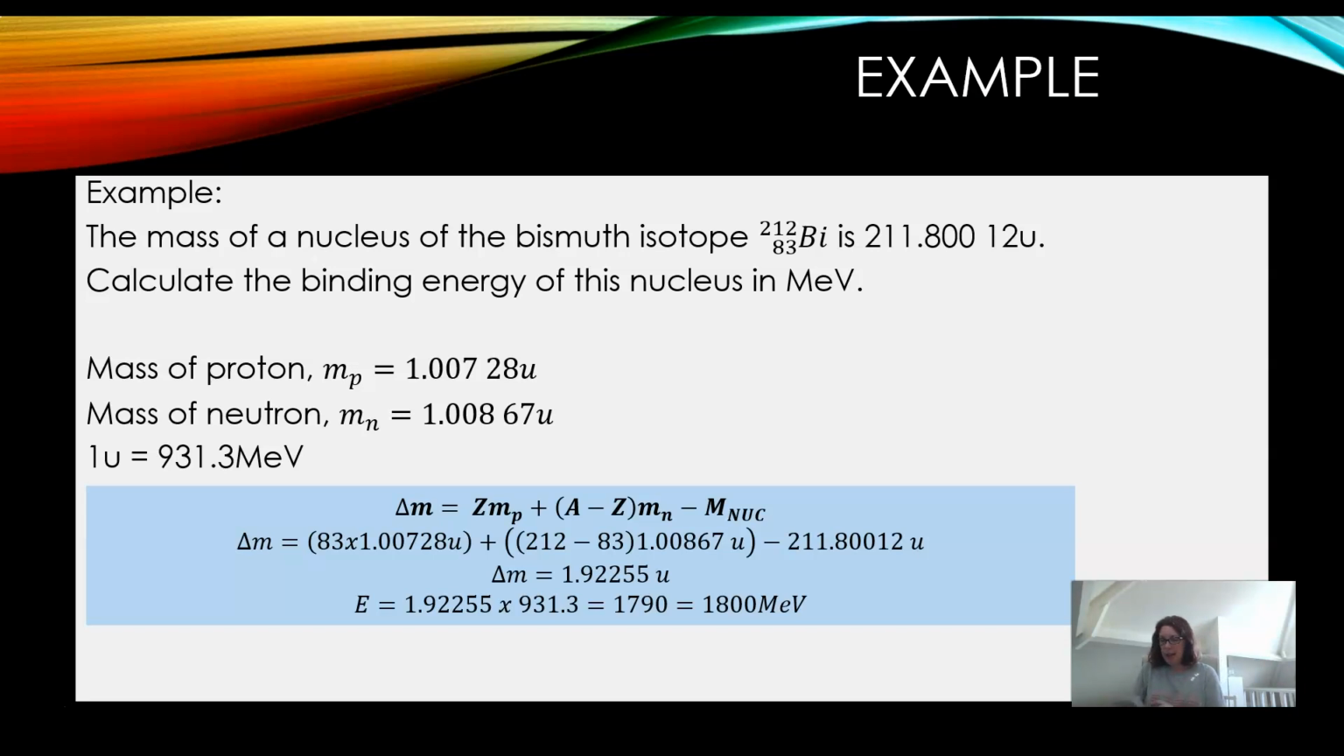If you want to calculate that in joules, you would do 1,800 times 10 to the 6 times 1.6 times 10 to the minus 19. Now it will give you 2.88 times 10 to the minus 12 joules. That is how much work you would have to do to separate all the nucleons that are in the nucleus into individual nucleons again. And then they would increase in mass back up to what they were before.